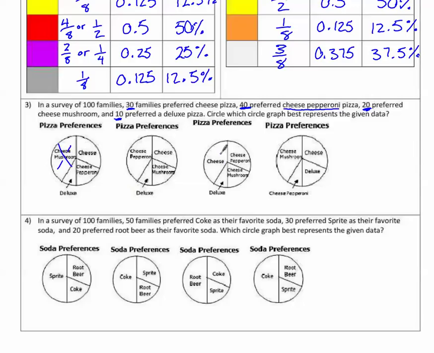That could be an answer. Cheese is the biggest? Nope. Cheese mushroom? Nope. We just found our answer, and we didn't have to do that much work. Go ahead. I want you to do number 4 on your own.